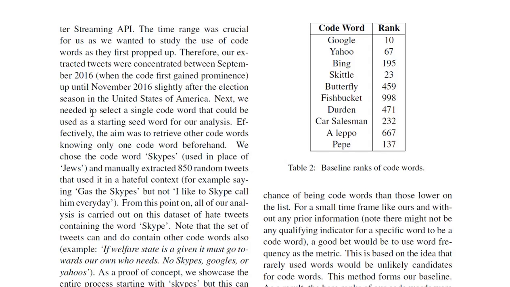Next, we need to select a single code word that could be used as a starting seed word for our analysis. Effectively, the aim was to retrieve other code words knowing only one code word beforehand. So they chose the code word Skypes, which is used in place of juice, and manually extracted 850 random tweets that used it in hateful content. So you can see some examples.